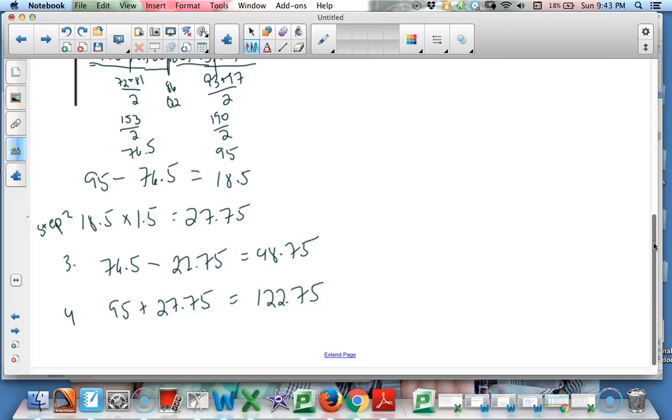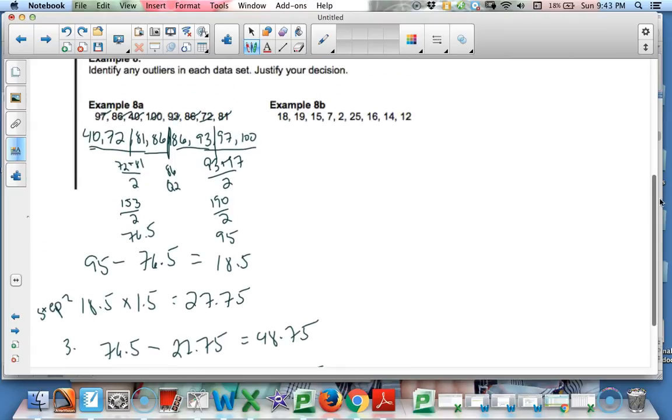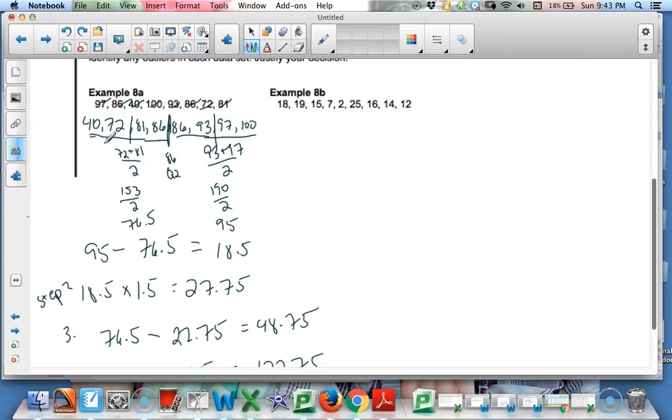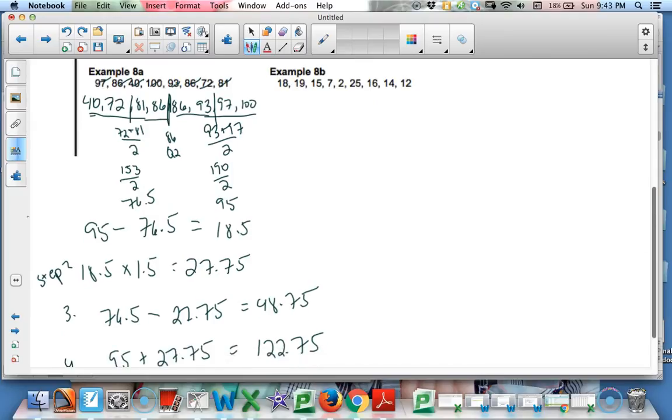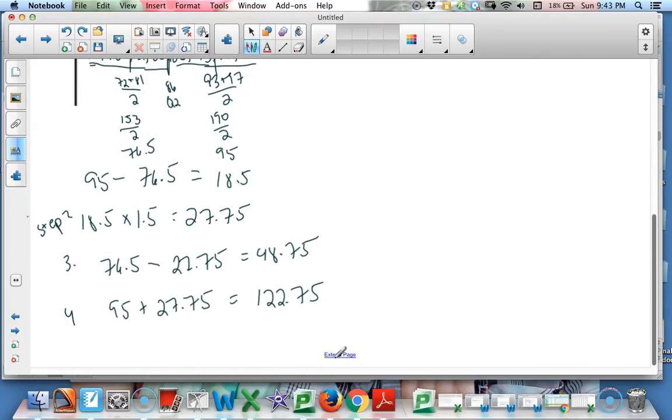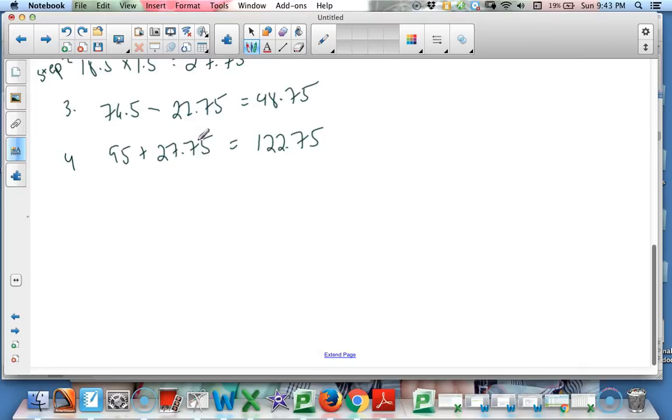So my last step is to go back and inspect that original data set and see if anything qualifies. My lower fence was 48.75. Well, 40 is lower than that. That is going to be considered an outlier in this data set. My upper fence was 122.75. My highest value is 100, so there is no upper outlier, but I would conclude from this work that 40 is an outlier.